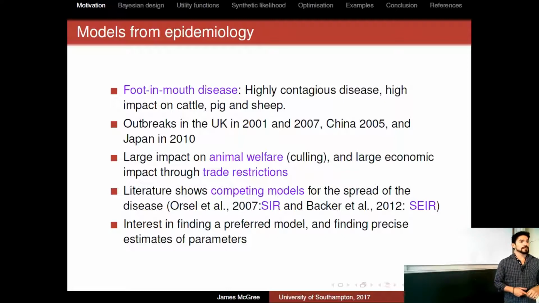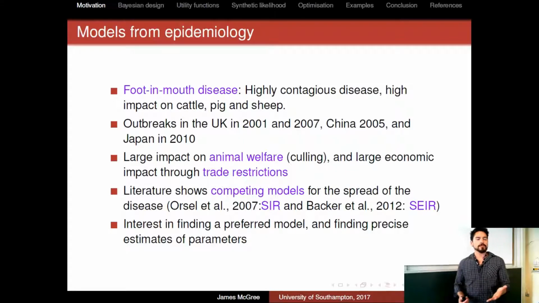So if we're thinking about designing an experiment for foot and mouth disease, then it might be quite useful to figure out a preferred model here. Should we look at the SIR model, or does the data support the SEIR model? I'll talk more about what these models actually are in a moment. So that seems like a fair enough experimental goal if we were to do an experiment. But obviously, once we identify the preferred model, then we'd like to estimate the parameters in that model as well as possible. So we've got two experimental goals, which are model discrimination and parameter estimation. So that motivates our utility function called total entropy, which I'll talk more about as well.